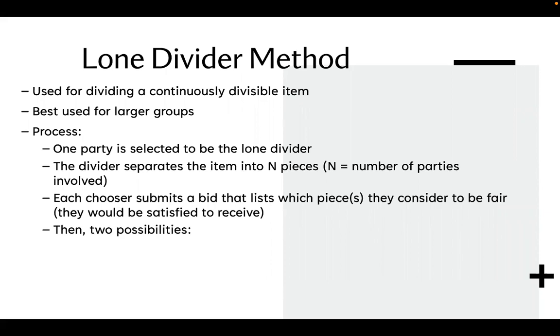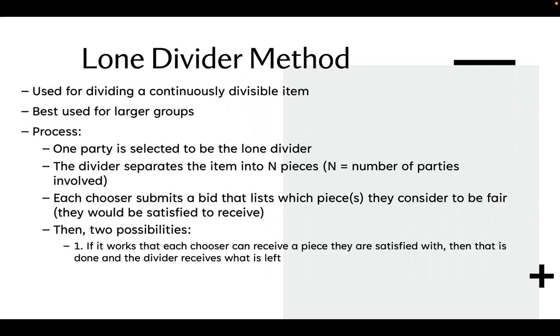And then we have 2 possibilities after those bids are submitted. If it works out that you look at the bids and each chooser can receive a piece that they're satisfied with, based off their list of the pieces they think are fair, they could receive one of those. Great. They get their pieces. The divider receives whatever piece is left, and we all move on with our day.